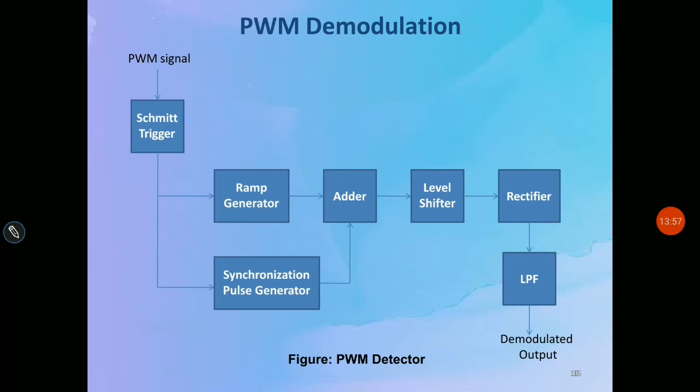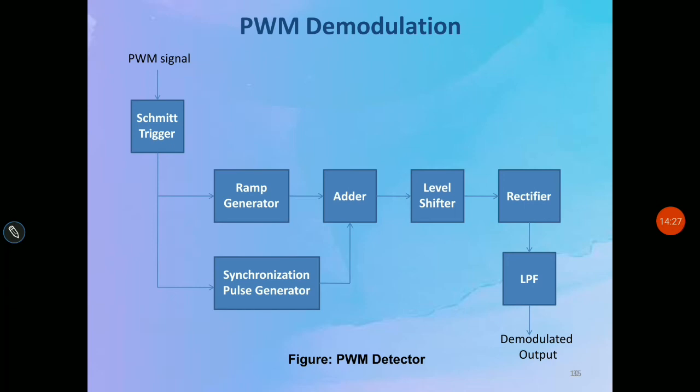On the other hand, the synchronization pulse generator produces reference pulses with constant amplitude and pulse width. So that means it generates constant amplitude and pulse width pulses. These pulses are delayed by a specific amount of delay, as shown in the figure. The delayed reference pulses and the output of the ramp generator are added with the help of an adder.